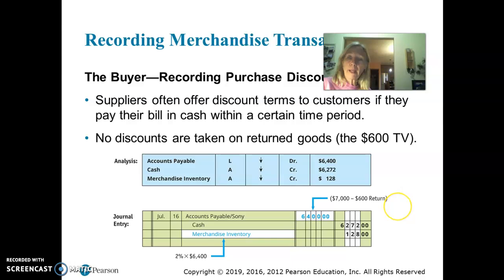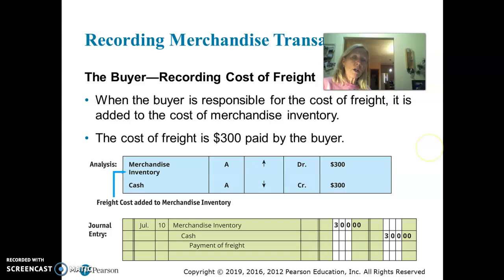And that is how you make money in business, by saving money on your end. Sometimes in businesses you may be responsible for trucking costs or cost of freight. You have to remember this because we're going to see something a little bit different. Remember, it's you buying from Walmart or you buying from Sony. If you are responsible for the cost of freight, then it is added to the cost of merchandise. It basically makes your merchandise more expensive.